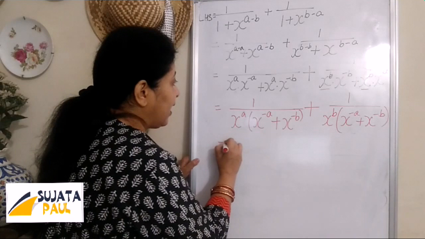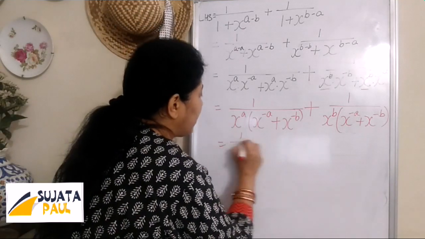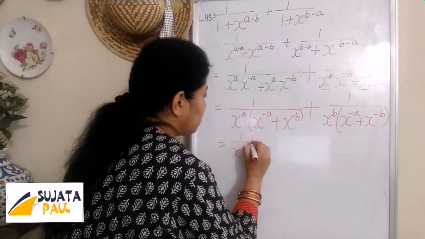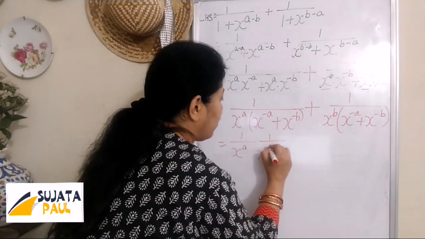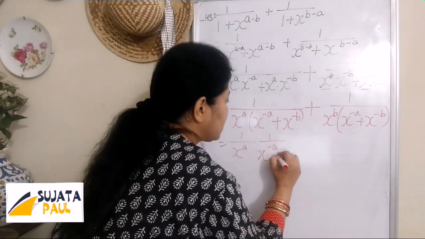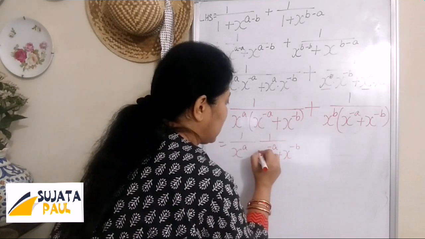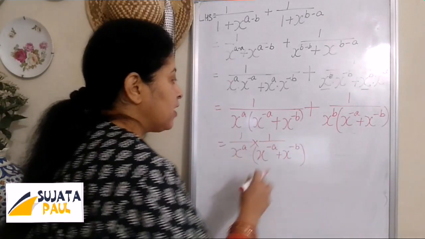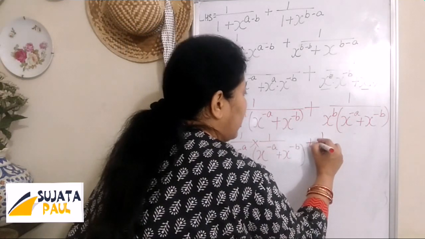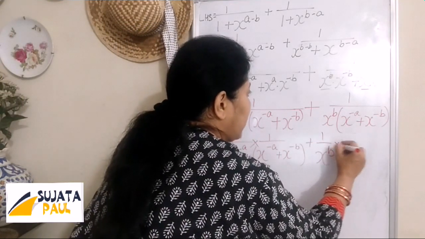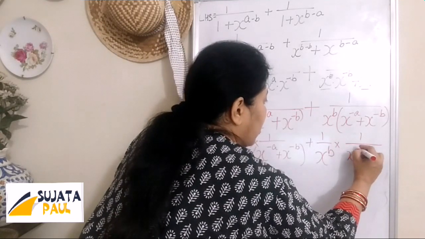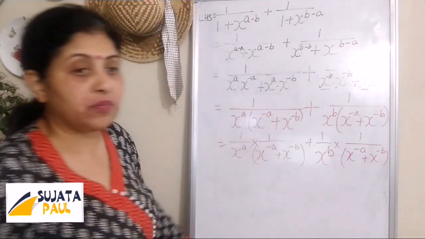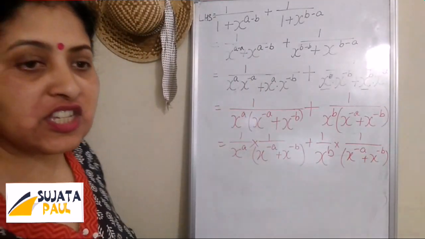Now here, can I just write this as 1 upon x raised to the power of a into 1 upon x raised to the power of minus a plus x raised to the power of minus b. This whole thing here. This multiplied by this, like this. So this is being separated. Here, 1 upon x raised to the power of b multiplied by 1 upon x raised to the power of minus a plus x raised to the power of minus b. I am putting it in brackets just so that you don't make any mistakes over here.